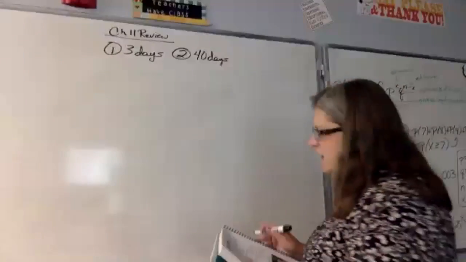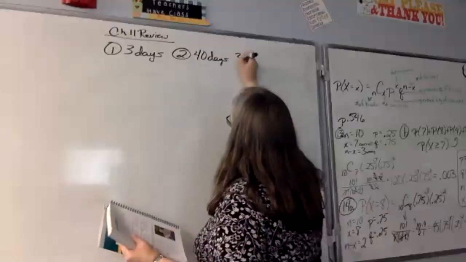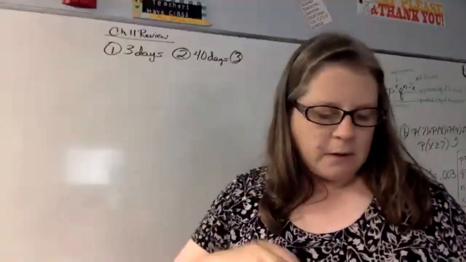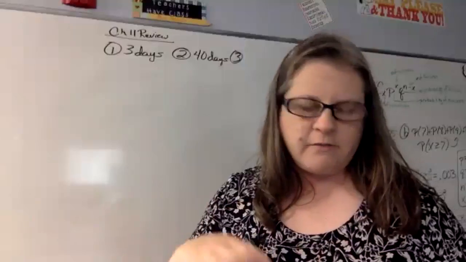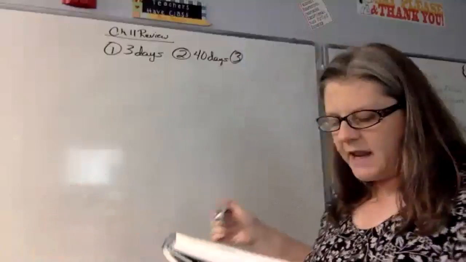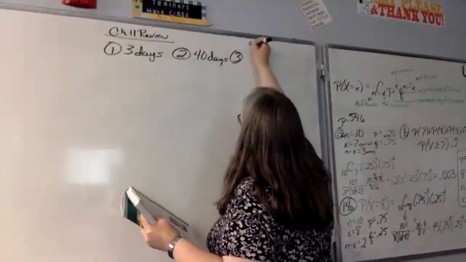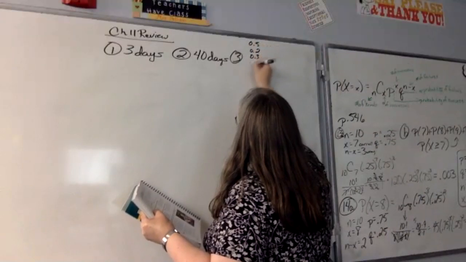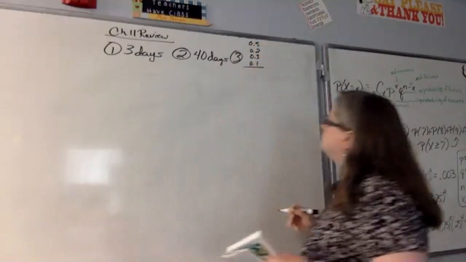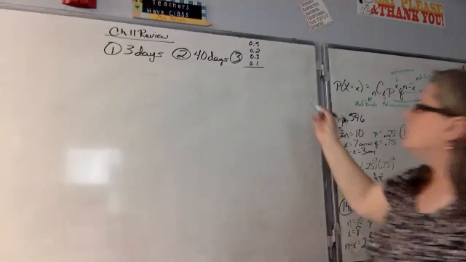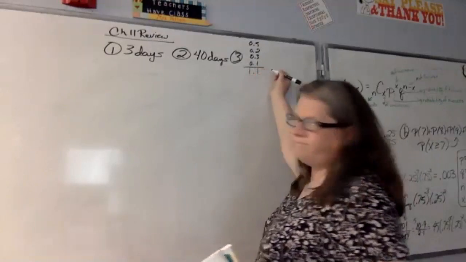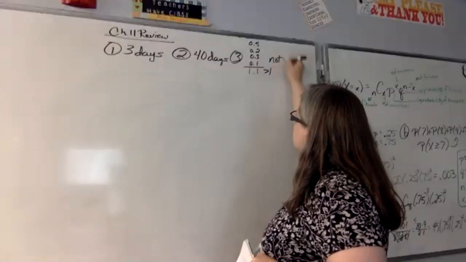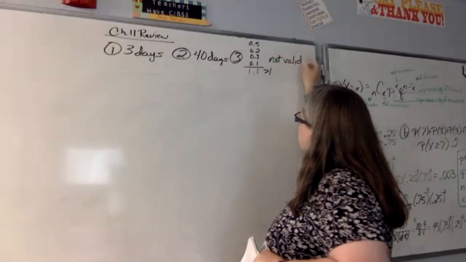Okay. So looking at number 3, are they all positive? Yes. So all between 0 and 1, because they're all a decimal that starts 0 point something. So then we add them up. If you add up 0.5, 0.2, 0.3, and 0.1, what's that add to equal? 1.1. So does that equal 1? No. So it's greater than 1, so it is not valid.